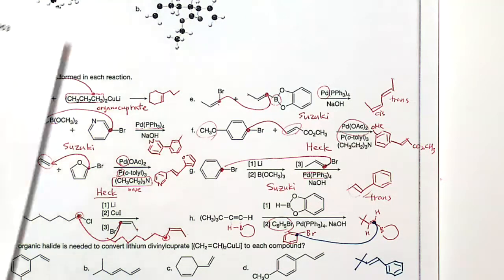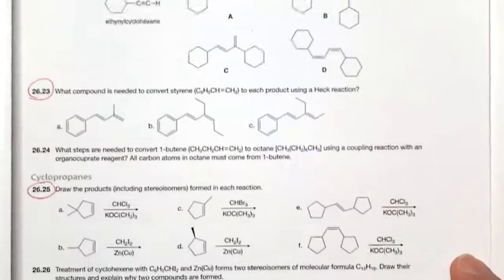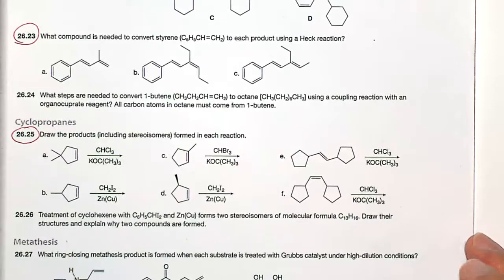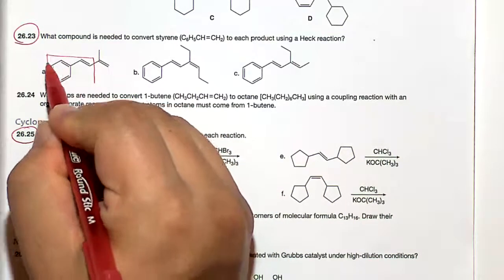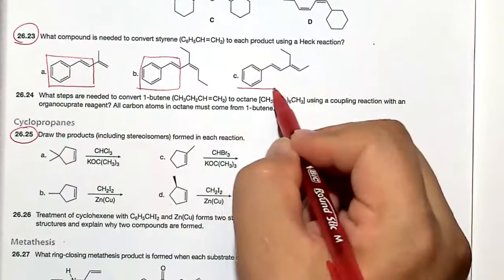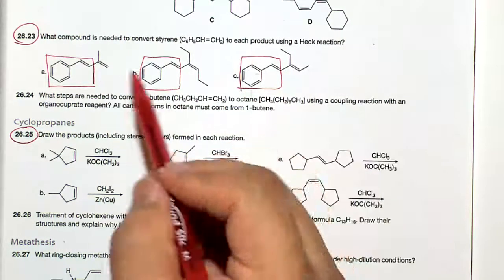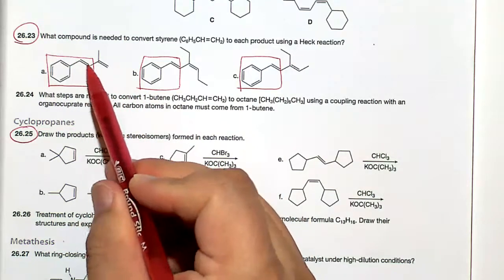Let's move to the next question, which is 26.23. Okay, what compound is needed to convert styrene to each product using a Heck reaction? Styrene is this unit. That's styrene, and all of these have a trans connection. So this is a trans product.